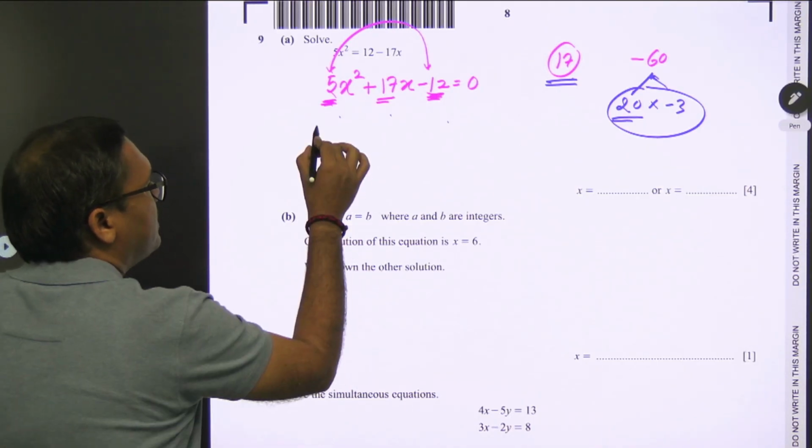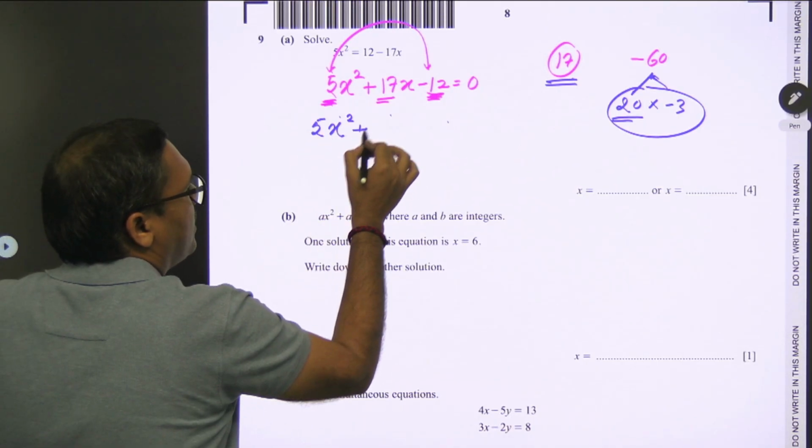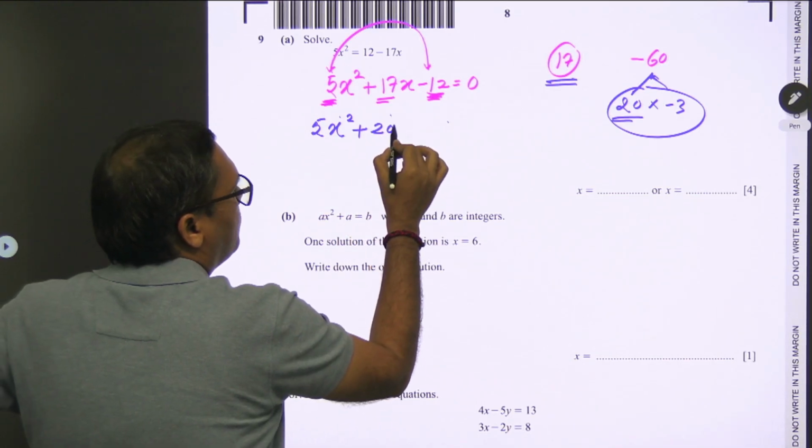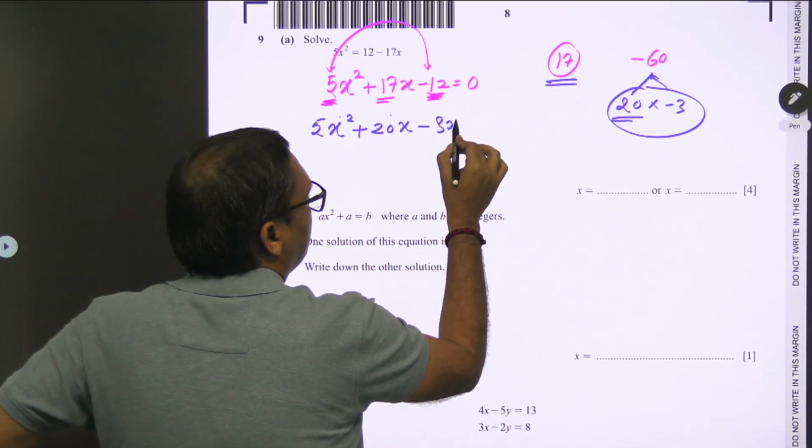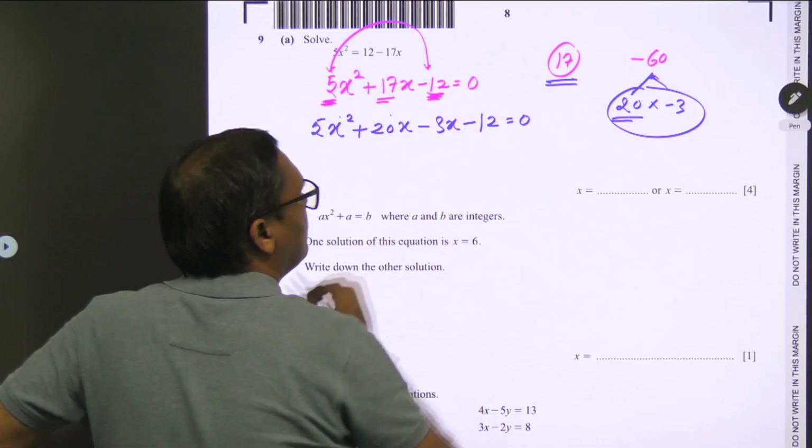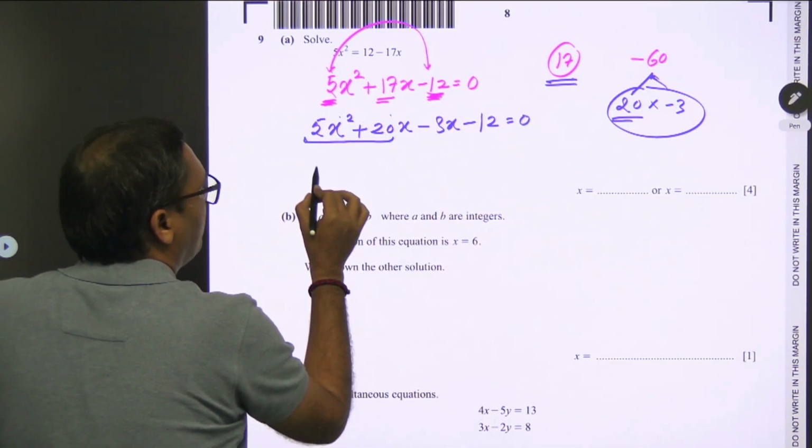So I can now split the middle term. So this is 5x square plus 17x, which is 20x minus 3x minus 12 equal to 0. So now you can take what is common from these two.